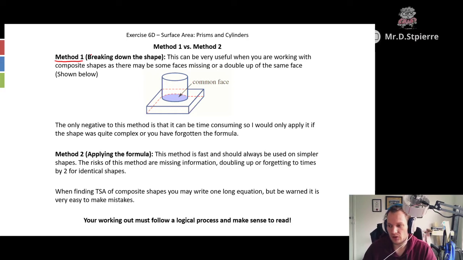The second method, which is much quicker, is applying the formula, and you should always try and use it where possible. Again, the risks to this though are missing information, or the formula not being perfectly applicable. If I said find the total surface area of this candle while saying it's open, well, my formula doesn't work anymore because it's missing that circle face off that end. So your formulas won't always work, so you can't always rely on them.